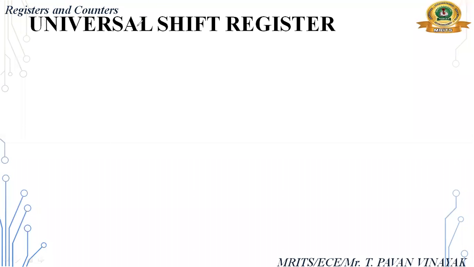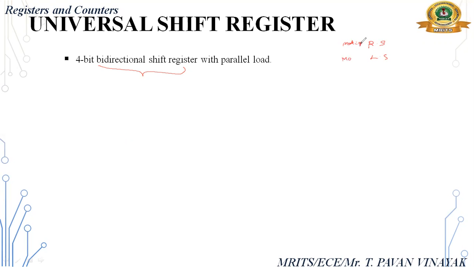Universal Shift Register is a 4-bit bidirectional shift register with parallel load. It is a bidirectional shift register with parallel load. Bidirectional shift register means what? It performs right shift and left shift. When mode is 1, right shift; when mode is 0, left shift, right?